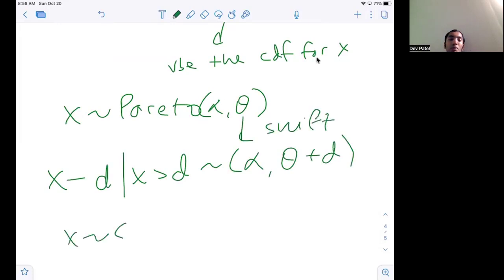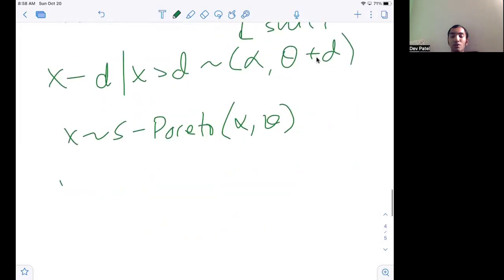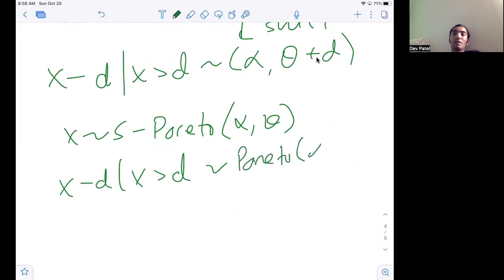Same thing with simple Pareto. So in simple Pareto or single Pareto, we have only one true parameter, and that true parameter is actually just alpha. The theta is the shift. So this is a shift of theta from alpha, theta, right? And if we apply the same sort of transformation here, x minus d given x greater than d is going to equal Pareto of alpha, d, because that's the shift.